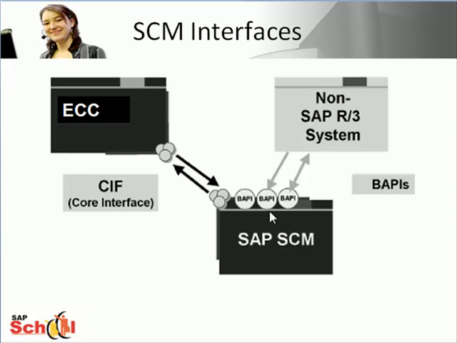The system connection of the SAP SCM component is effected by the core interface, and this is a special integration to the ERP system and is available out of the box. And then you have the BAPIs, which are business application programming interfaces, and these help you to integrate SCM with a non-R3 or non-ERP system. The core interface is used to transfer master data and transaction data relevant to planning. From the master data point of view, the core interface is a one-way street from ECC to SCM.